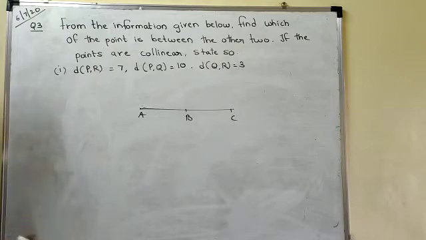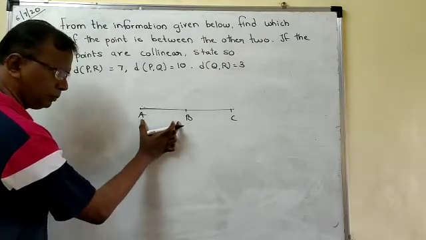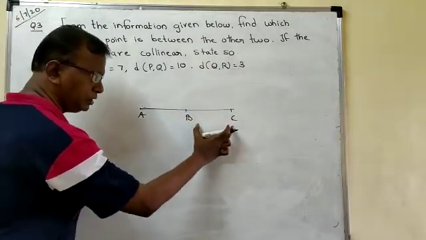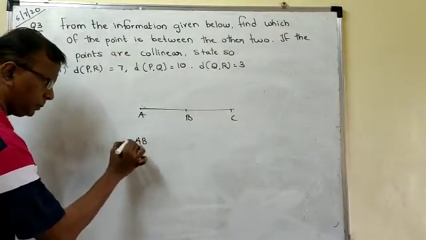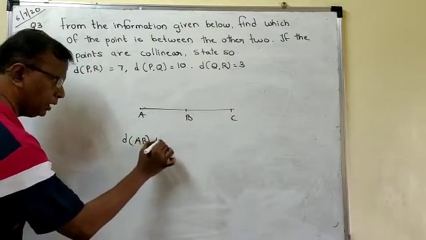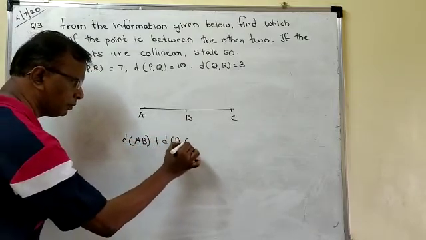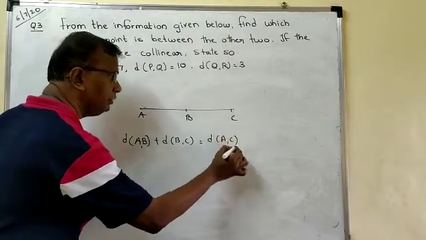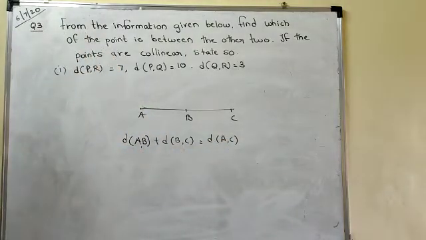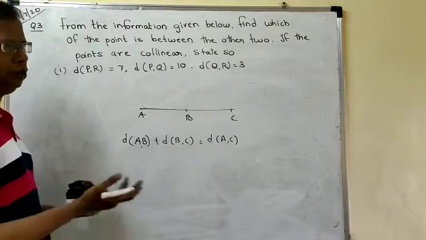Now see carefully here. If I say the distance of AB plus the distance of BC is equal to the distance of AC, then we say the points are what? Collinear. If the distances are not the same, then they are not collinear.